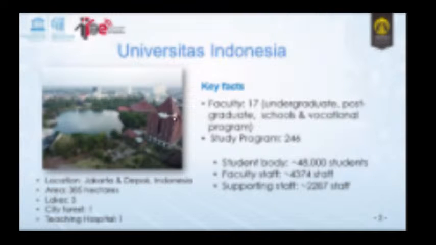As you know, UI is the top ranked university in Indonesia according to the Times Higher Education World University Ranking. We have two campuses. The main campus is located in Depok, a suburb of Jakarta, the capital of Indonesia. Right now, we have 17 faculties and 246 study programs from the vocational program to the postgraduate program. We have approximately 48,000 students, more than 4,000 faculty staff, and more than 2,000 supporting staff.